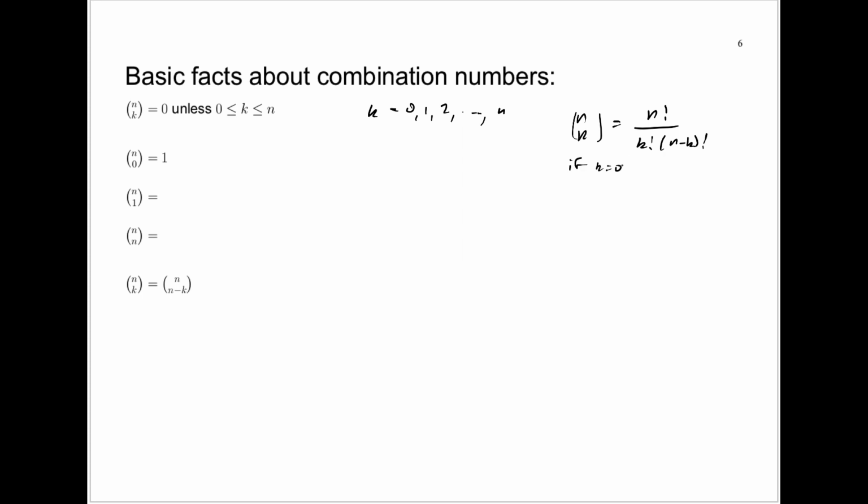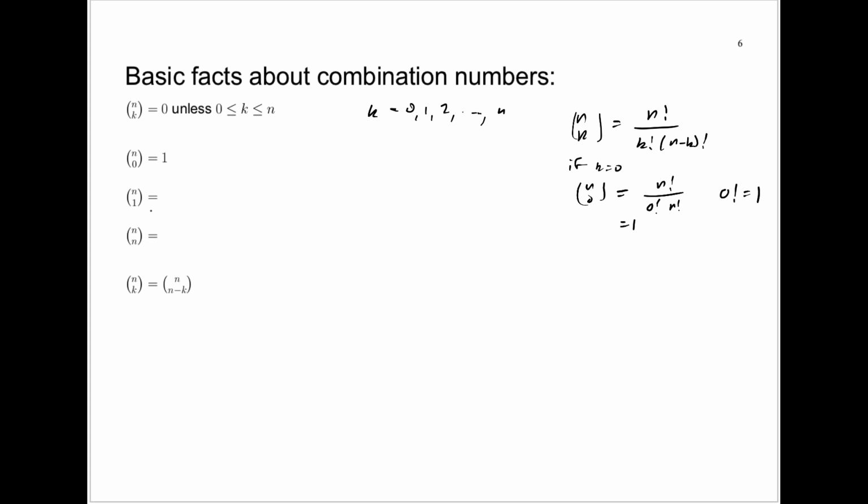If k equals 0, we would have n choose 0 is just n factorial over 0 factorial times n factorial. And remember, 0 factorial is by definition just 1. So this is then equal to 1. So just as a standard definition, n choose 0 is 1. Well, what is n choose 1?